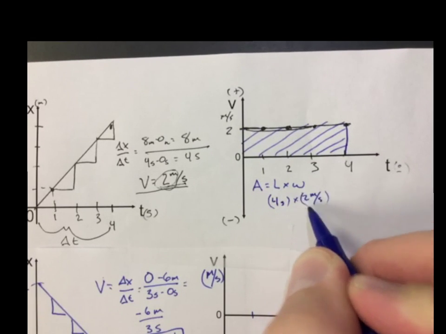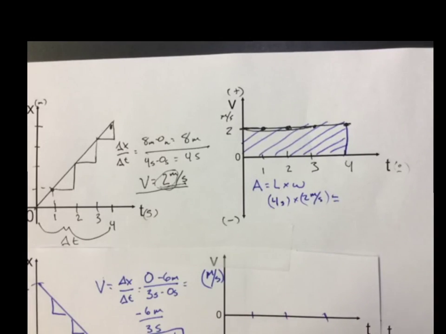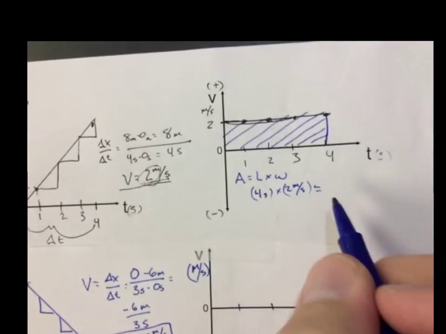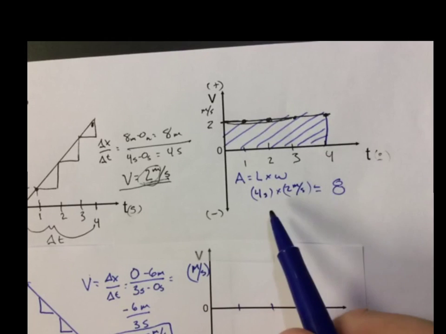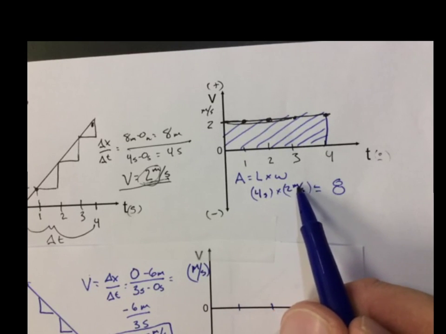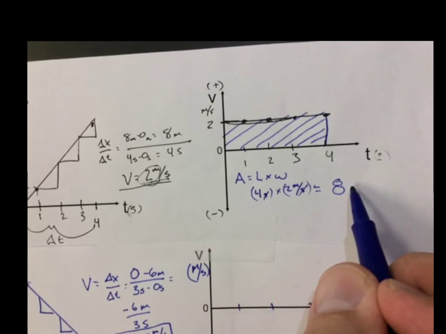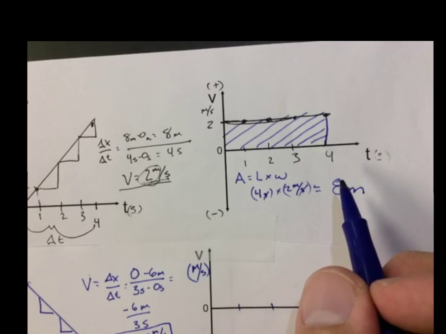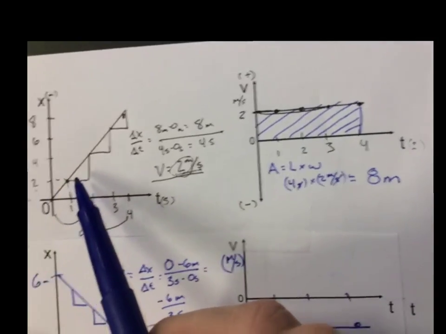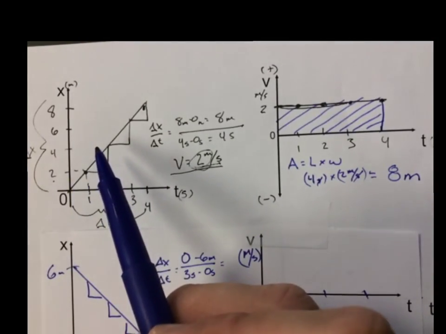Now what happens if you multiply those two things together? The 4 times the 2 gives us 8. And if we take a look at the units, we have seconds times meters per second. So what happens with the seconds? Those cancel out, leaving us with just meters. Now once again, what did we say the displacement was over here? Well, we said the displacement over here was going to be 8 meters.